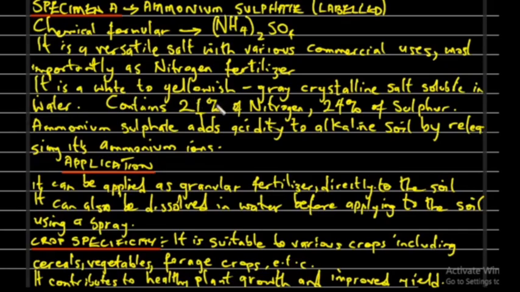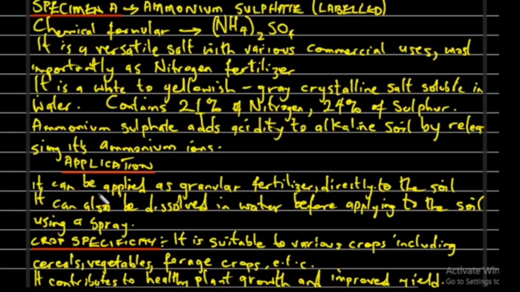It is a white to yellowish gray crystalline salt soluble in water. This particular salt is very soluble in water. It dissolves easily in water, and it contains about 21% of nitrogen and 24% of sulfur. Ammonium sulfate adds acidity to alkaline soil, thereby causing it to be more acidic, by releasing its ammonium ions. That is how it actually makes the soil acidic.